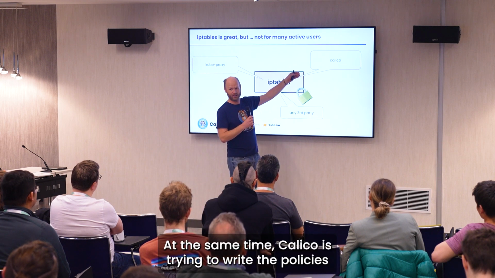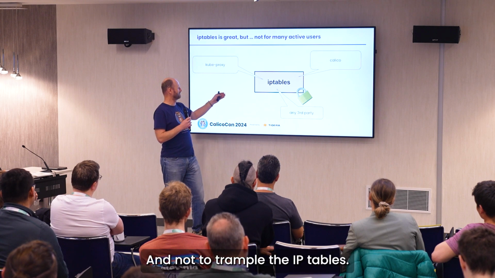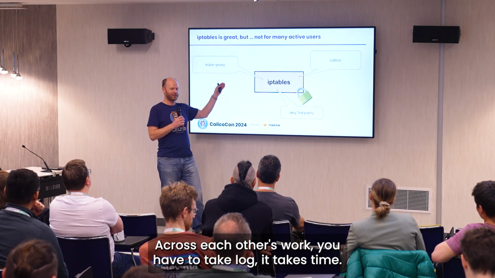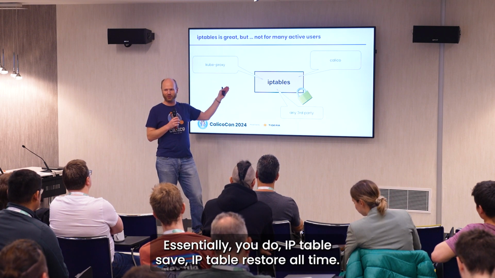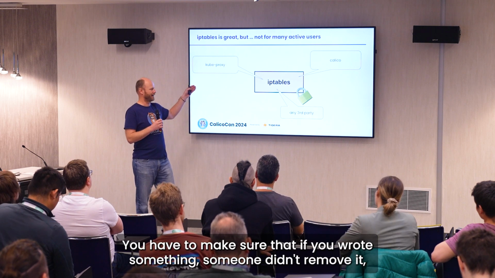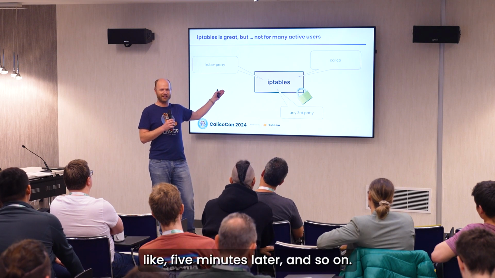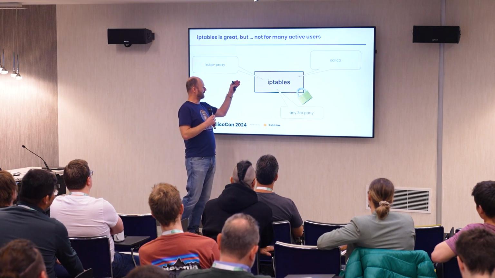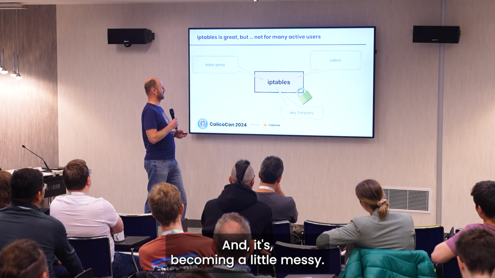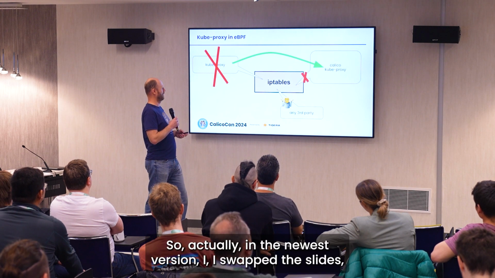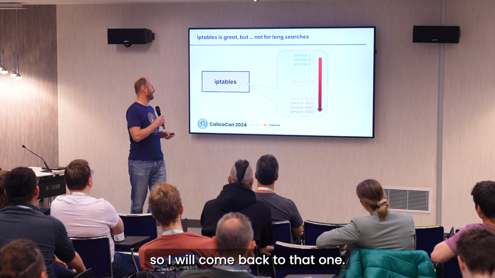At the same time, Calico is trying to write the policies into the IP tables, right? And not to trample across each other's work, you have to take a lock, and it takes time. Essentially, you do IP table save, IP table restore all the time. You have to make sure that if you wrote something, someone didn't remove it like 5 minutes later, and so on. There are also some third-party users, and it's becoming a little messy. So, actually, the newest version, I swapped the slide, so I'll come back to that one.